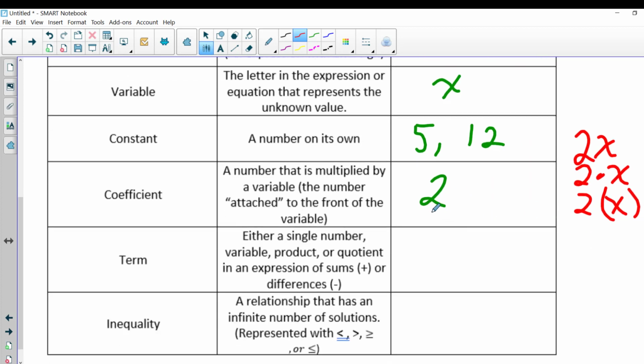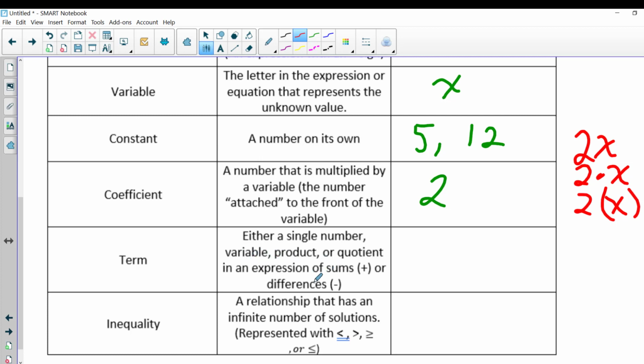Now, the next term is term. A term in an expression or equation is a single number or a variable or a product or a quotient in an expression of sums or differences.